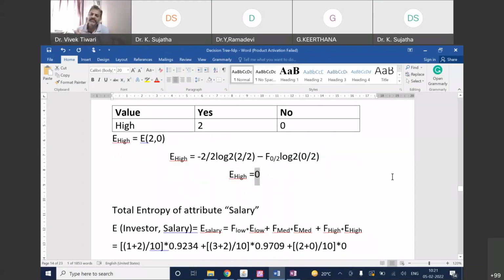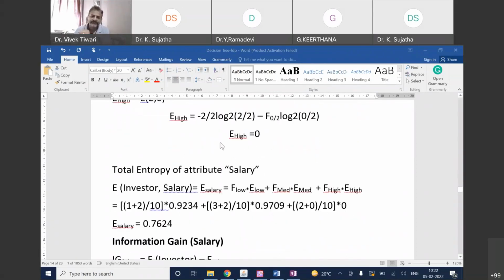Somebody wrote that terminology in the chat box earlier, the pure data set. What is the meaning of a pure data set? I will cover that. First, put all those values into the formula.